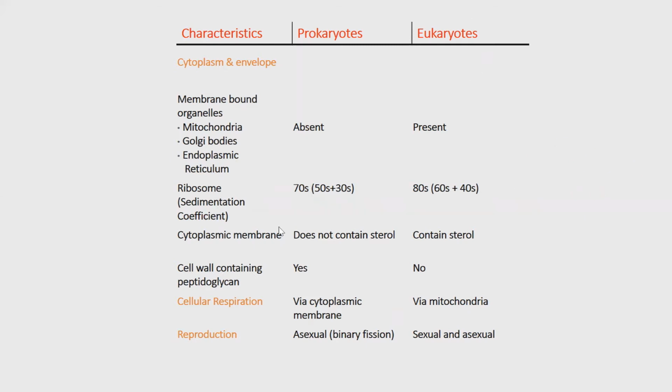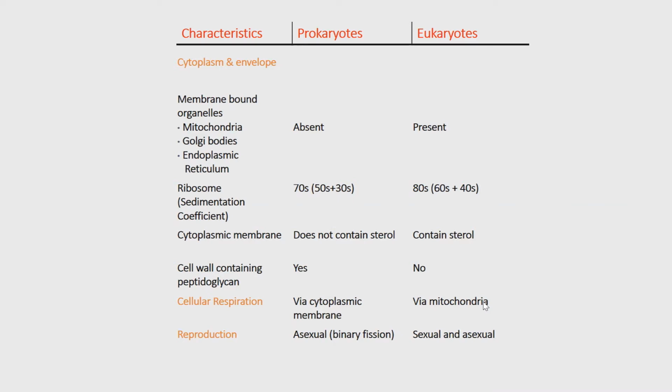So the cytoplasmic membrane: one major difference from a bacterium to our cell is that we have sterol in our cell membrane, whereas bacteria do not contain sterol. Peptidoglycan, as I have said, in the cell wall is very important for bacteria, whereas we do not have that.